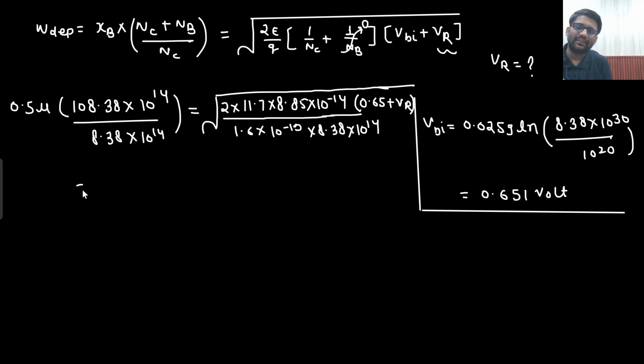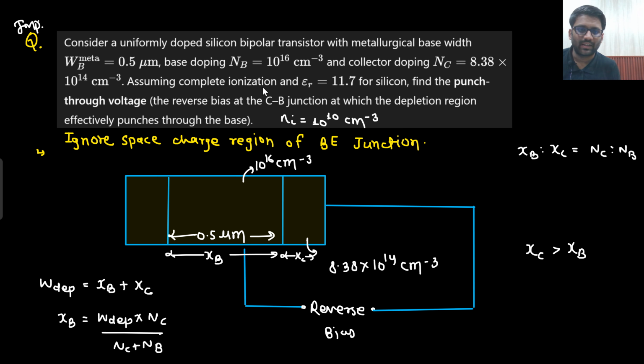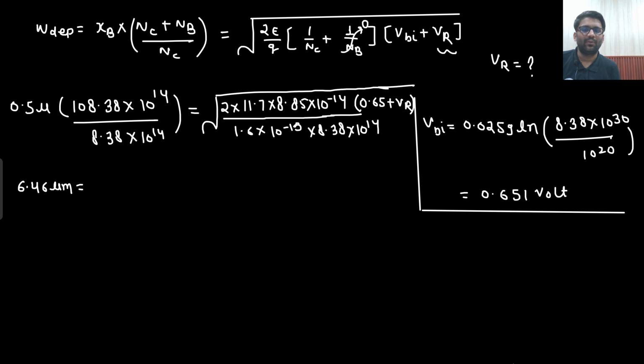So there you go. This is the equation you need to solve now. So what are we getting? 108.38 divided by 8.38 into 0.5. 6.46 micrometer. Okay. Actually, I don't remember the answer of this one. Here the answer I also did not write down, so I will have to solve it.